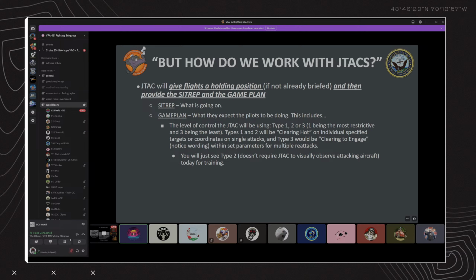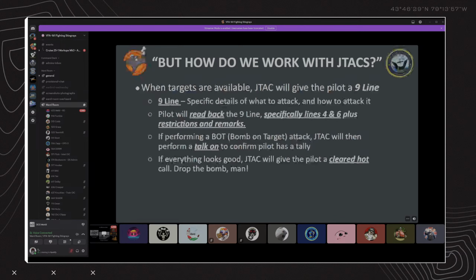So when targets are available, the JTAC will give the pilot a 9 line. It's specific details of what to attack and how to attack it. The pilot will read back the 9 line, specifically lines 4 and 6, plus restrictions and remarks. If performing a bomb on target attack, the JTAC will then perform a talk-on to confirm the pilot has a tally, making sure you guys are both looking at the same thing. If everything looks good, the JTAC will give the pilot a clear hot call, and then you drop the bomb.